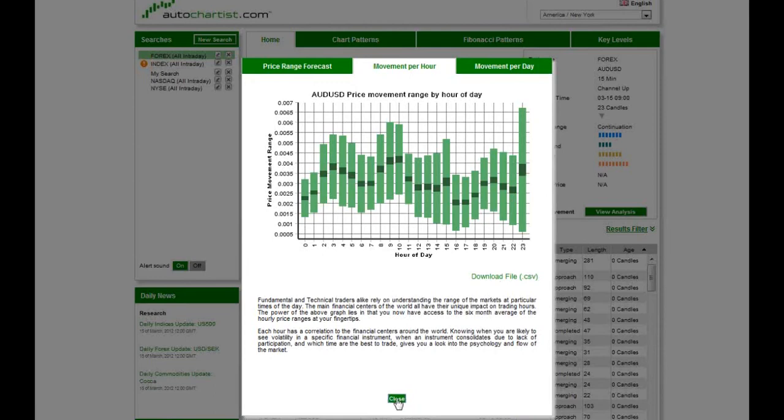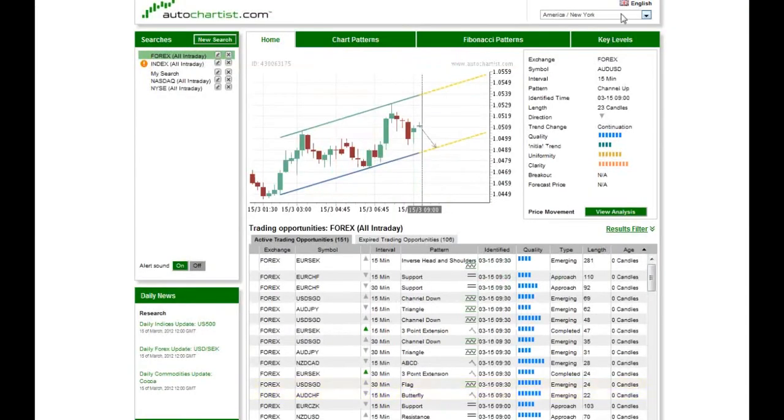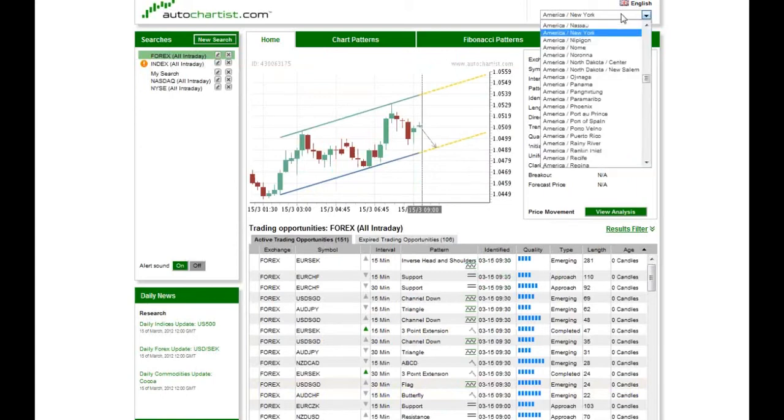So if you actually look in your top right-hand corner, you can set the time zone of Autochartist to be whatever time zone you trade in, okay? And the time zones we cover are pretty much the entire world. And the information you see on Autochartist will all change according to the time zone that you're currently in.